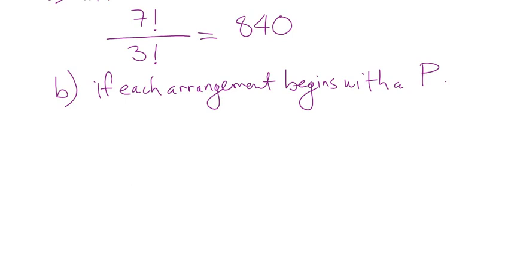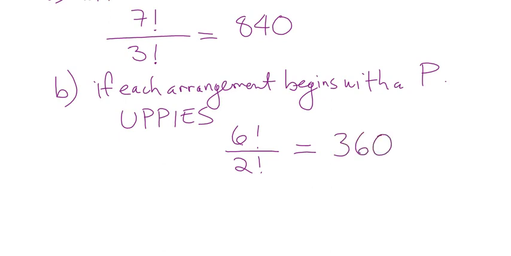So what if we just took one of the P's and threw it out? I mean, if we're going to begin with a P, then we might as well just toss that one in the garbage, right? It's not there. So it's 6 factorial divided by 2 factorial. So just take a P, throw it away, or put it in place, and then say, now what? Okay, now I've got 6 letters left to arrange, 2 of which are the same. So that's 6 factorial over 2 factorial, which is 360. Okay, does that make sense?